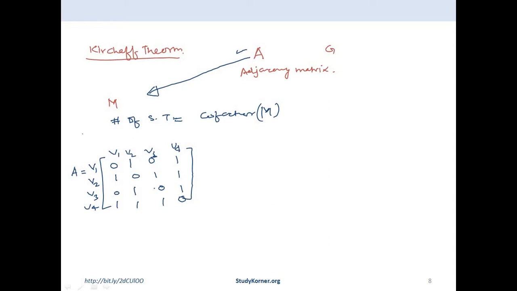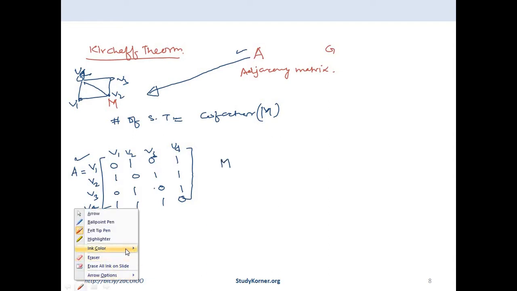So a graph is given. Suppose the graph which is given has 4 vertices which are connected like this. So here it is V1, V2, V3 and V4. This is the given graph, and this is the adjacency matrix of this graph. Now I have to calculate the M.